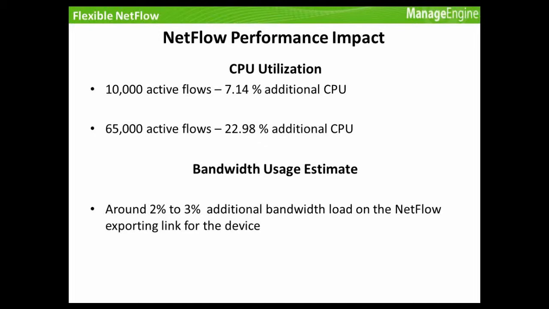Those kind of networks is where you come across 65,000 active flows per second. And bandwidth usage, though there are no specific estimates, there are no solid calculations done here. Cisco says you can expect around 2 to 3% of additional bandwidth load on the link that is exporting NetFlow data. That is the IP flow export source interface. On that link, you can expect around 2 to 3% of additional bandwidth load because of NetFlow export from that particular device. So that is the bandwidth usage.